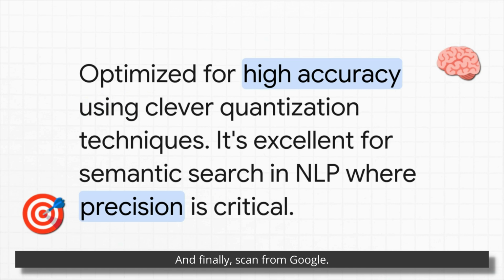And finally, ScaNN from Google. While all these libraries are fast, ScaNN's real claim to fame is its focus on high accuracy. It uses some really clever techniques to cut down on errors, which makes it an excellent choice for things like semantic search and NLP, where getting the most precise match is absolutely critical.